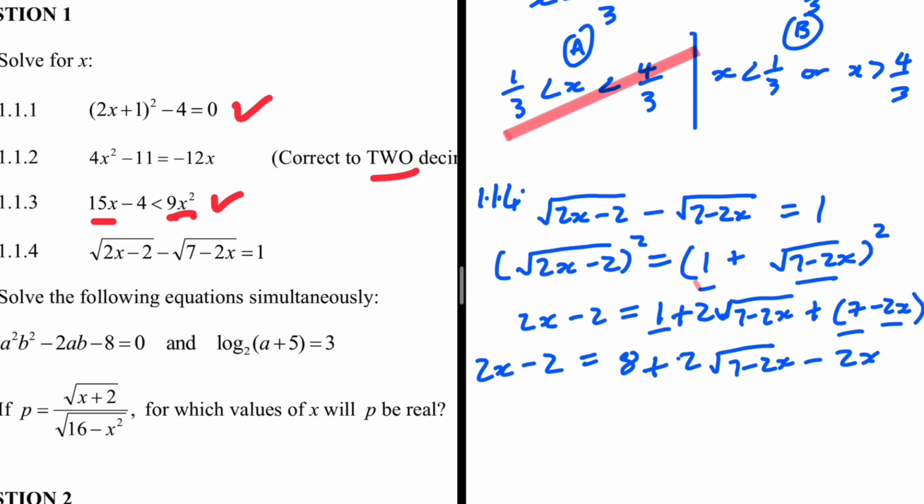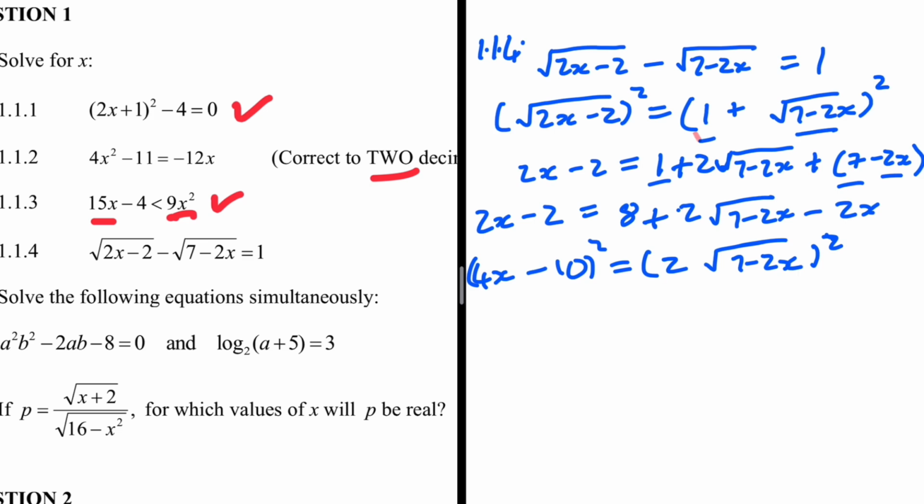So if we take minus 2x to the right hand side, we're going to have 2x plus 2x, which is 4x. Minus 2 minus 8, minus 10. And this is equal to 2 square root of 7 minus 2x. Are we making any progress? Yes, we are, because now we are at that point which we are used to, right? So let's go ahead and square both sides and get rid of that square root.